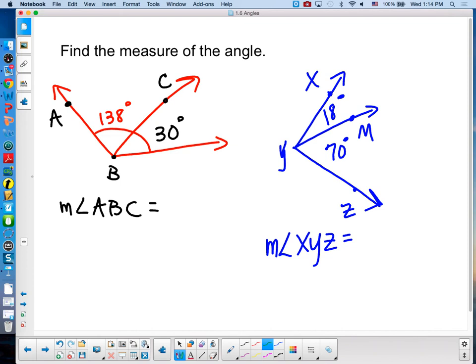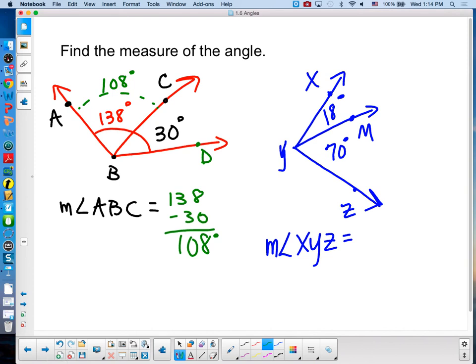On that first one, what did I do? What's the 138? Which angle is it? I'll put a D here, I guess. Okay, the 138 is the whole thing, that's angle ABD, and then what's the 30? The little one, CBD. Okay, so yes, you subtract to find ABC. We do 138 minus 30. 108 degrees for this angle. 108 and 30 makes 138 total.